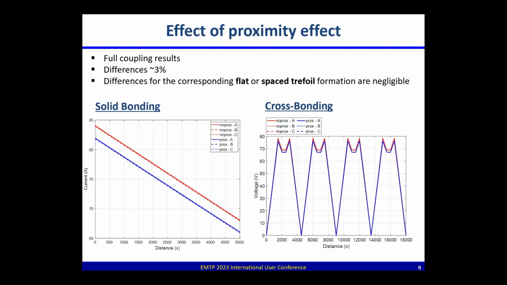And we apply the full coupling here, and we plot with the red color the results obtained by neglecting the proximity effect, and with the blue color the results with the proximity effect for both formations, for both bonding designs. And we can see that we have some differences in the current for the solid bonding and for the voltages, which are generally at the level of 3%.